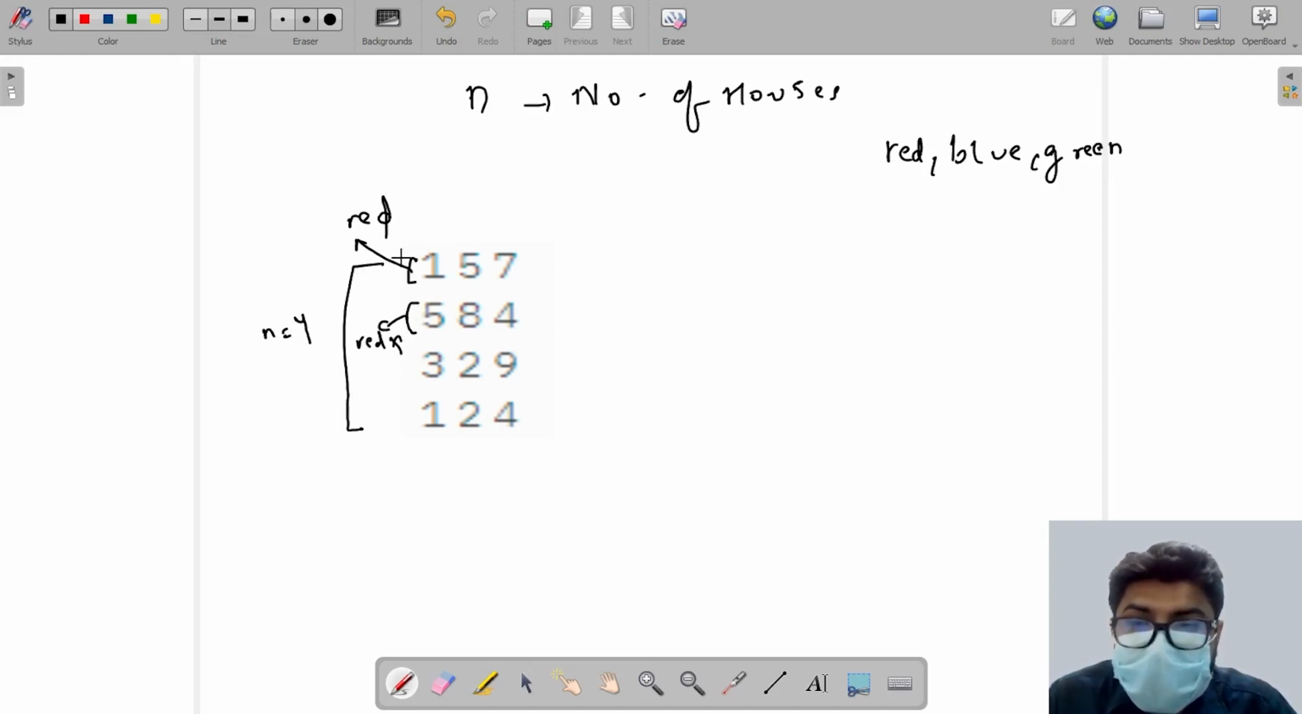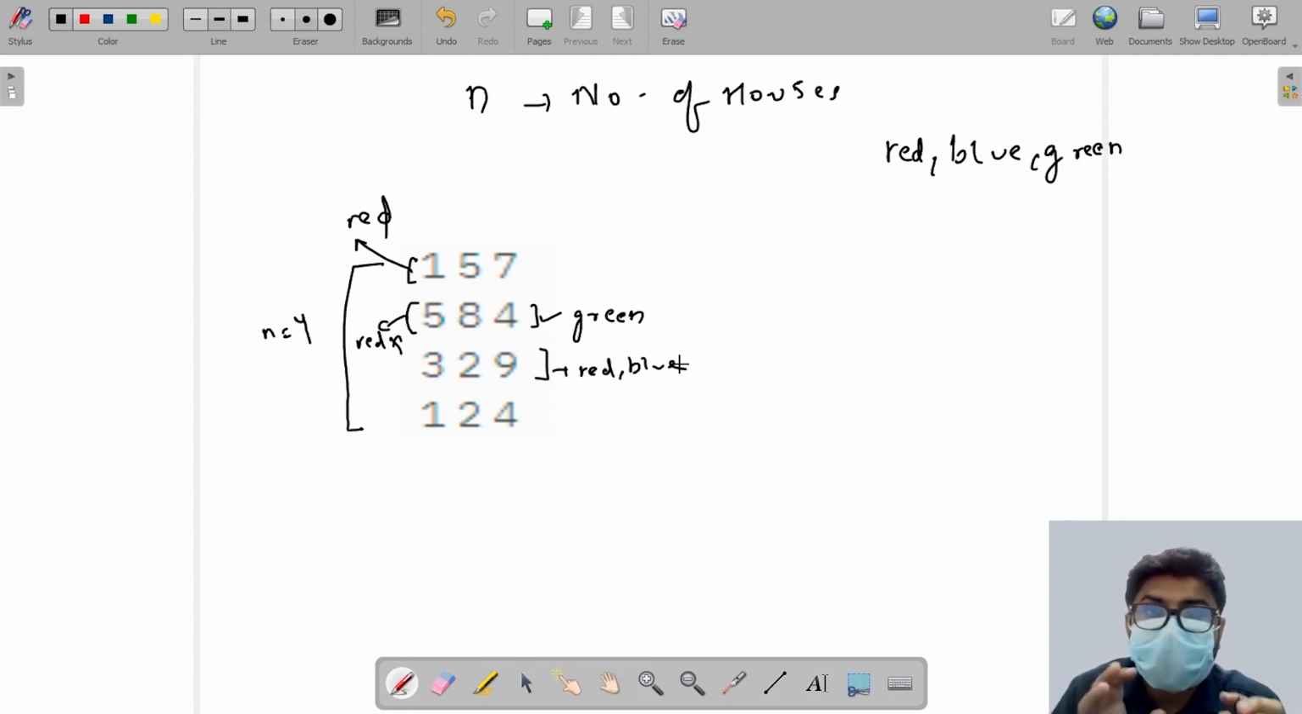If I paint the first house red, I will have to paint the second house either blue or green. And if I paint the second house, let us say, green, I cannot paint the third house green. I will have the option to paint it either red or blue. So you understand the concept, right? We cannot paint any 2 consecutive houses with the same color.